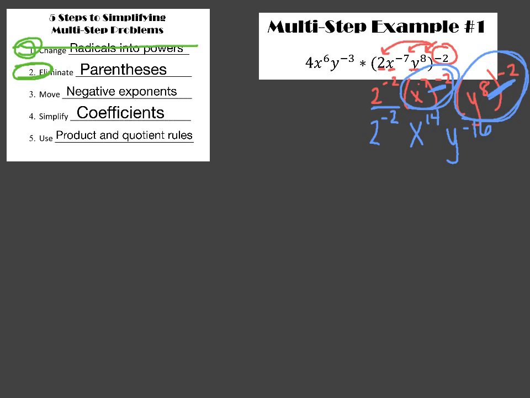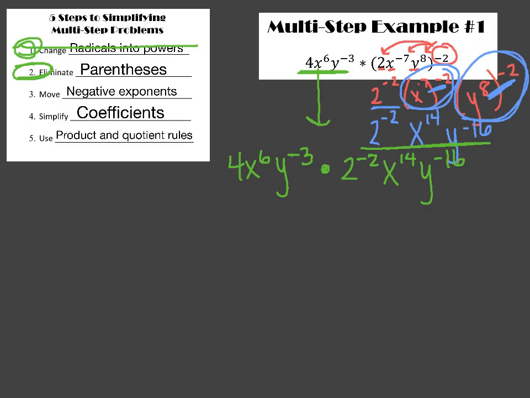Now before I say that I'm done with step 2, I'm going to rewrite my problem to help me stay organized. So this front part of my problem I didn't change at all, so I'm just going to bring that straight down. I still have this multiplication symbol. And now I'm going to take this simplified part, after I got rid of all those parentheses, and bring that part down. And now I'm ready to say that I'm done with step number 2.